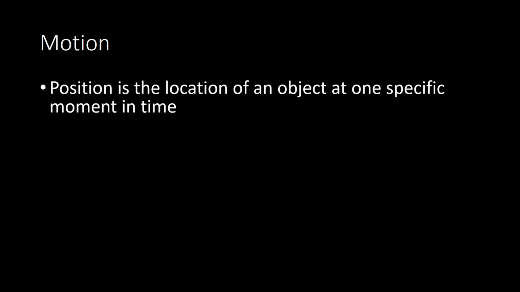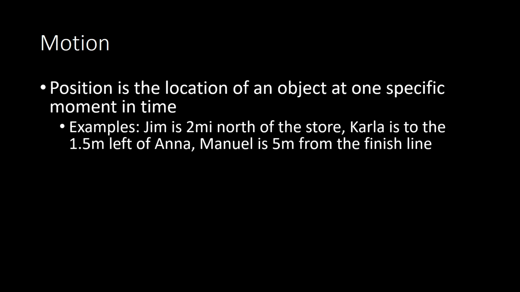The first term we want to talk about is position. So position is the location of an object at one specific moment in time. Think of it as a snapshot. So for example, Jim is 2 miles north of the store, Carla is 1.5 meters to the left of Anna, Manuel is 5 meters from the finish line. There's always some arbitrary 0 point here that helps us to reference where they are at. But that's it. It doesn't tell us anything beyond where they're at.